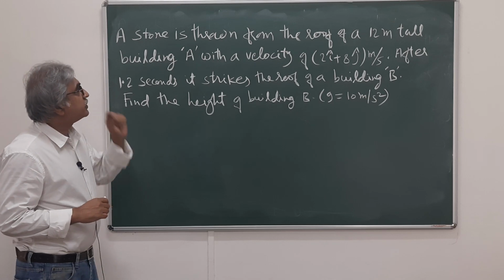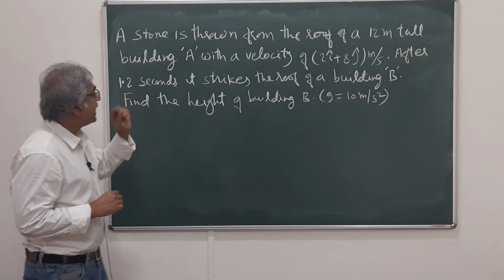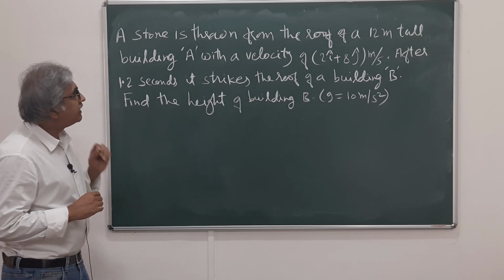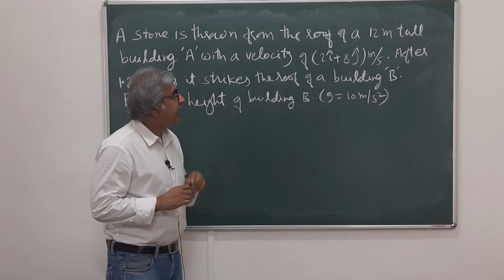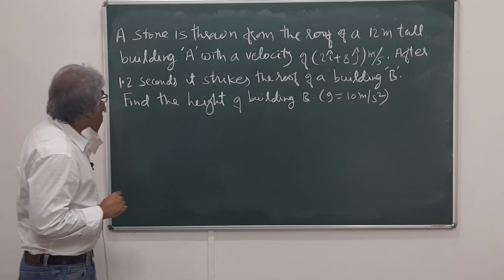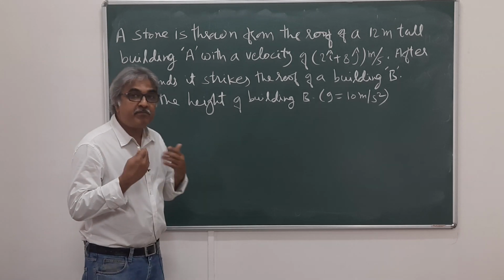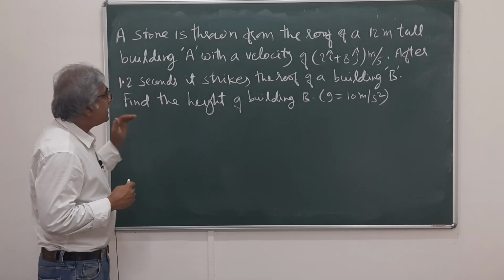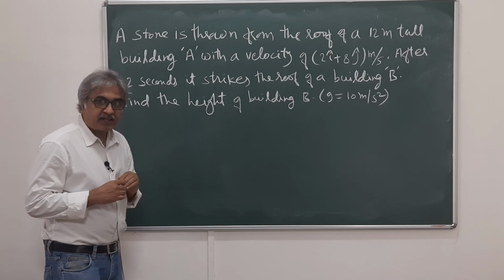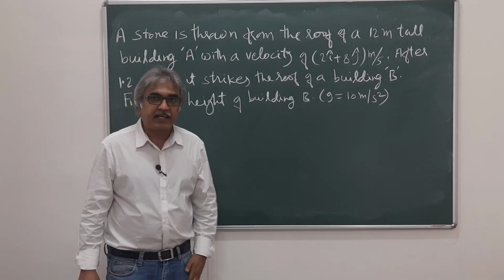A stone is thrown from the roof of a 12-meter tall building A with a velocity of 2i cap plus 8j cap meters per second. After 1.2 seconds, it strikes the roof of a building B. Find the height of the building B. You are supposed to take g as 10 meters per second square.